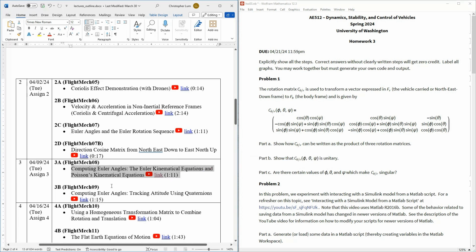We are going to now continue on the idea of a rotation matrix, but now extend this to what's known as the Euler kinematical equations and Poisson's kinematical equations. And like I said earlier, all this is doing is allowing us an algorithm or a methodology to compute or keep track of the attitude of the aircraft, namely the Euler angles phi, theta, and psi, if we know something else, like perhaps the angular velocity vector in the body frame, the p, q, r, something that we might be able to read from rate gyros. So that's what this first video is discussing.